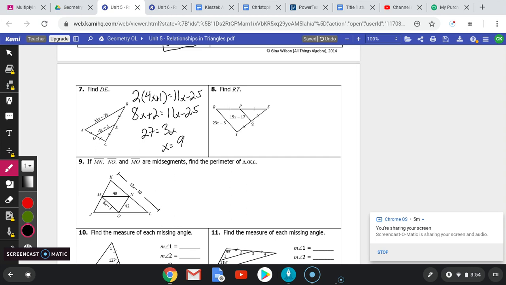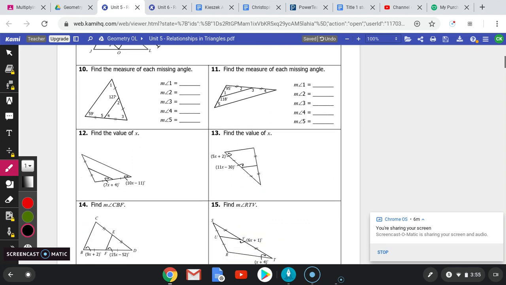But I'm not done yet, because what does it want? It wants DE, so I just plug in 9 for x. 4 times 9 plus 1 gives me 37 as my final answer. Right.